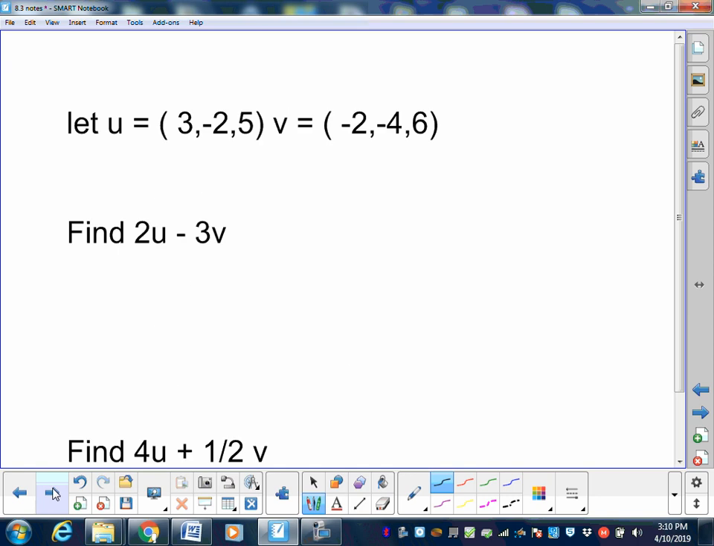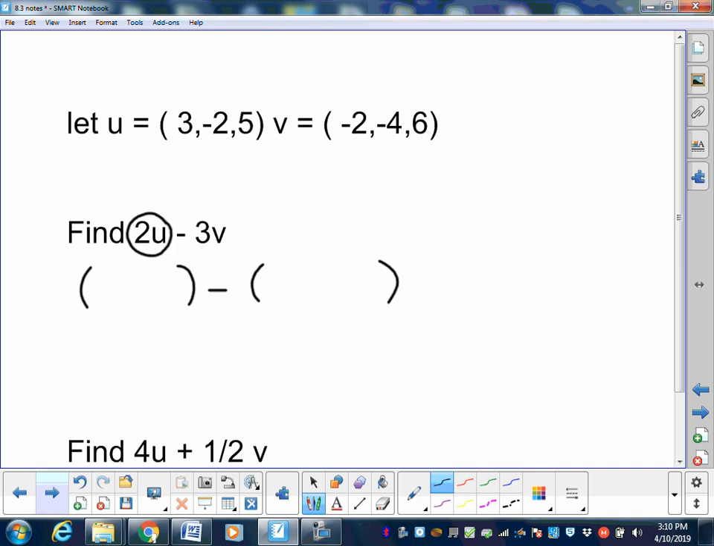Next page. They tell you that the name of vector u is 3, -2, 5. Vector v is -2, -4, and 6. And they want you to find 2u minus 3v. I like showing my work. I like showing my new vector minus my new vector so I don't make a mistake on this test that's coming up that hopefully is going to go very well for a lot of you.